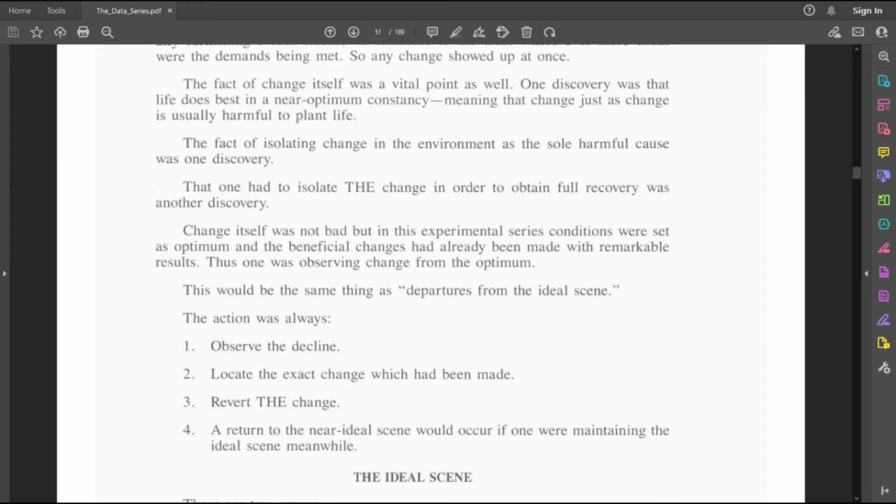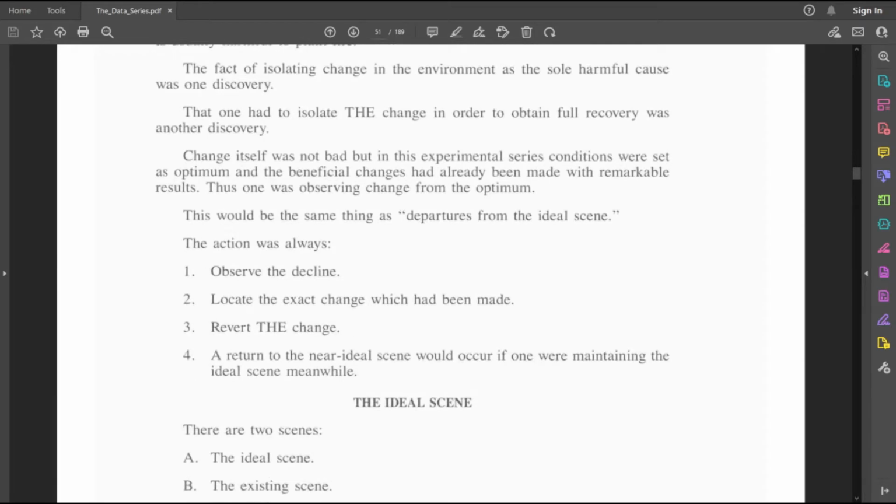The fact of isolating change in the environment as the sole harmful cause was one discovery. That one had to isolate the change in order to obtain full recovery was another discovery. Change itself was not bad, but in this experimental series, conditions were set as optimum and the beneficial changes had already been made with remarkable results. Thus one was observing change from the optimum. This would be the same thing as departures from the ideal scene. The action was always observe the decline, locate the exact change which had been made, revert the change. A return to the near ideal scene would occur if one were maintaining the ideal scene meanwhile.